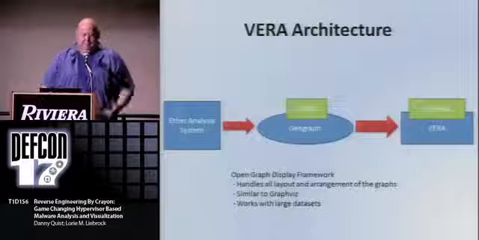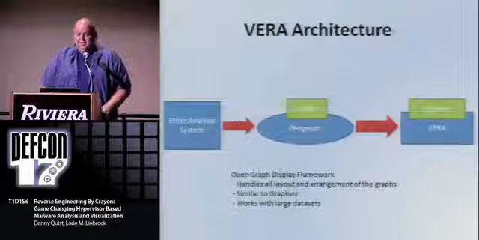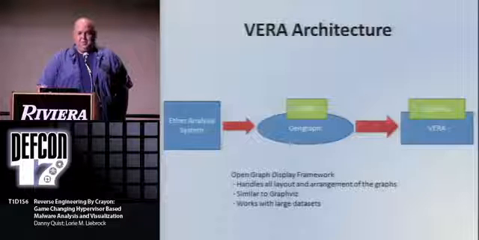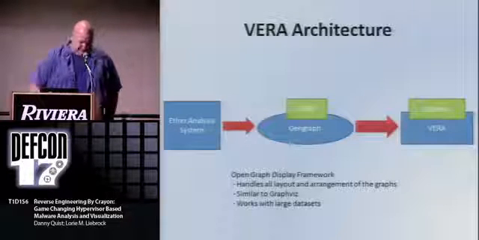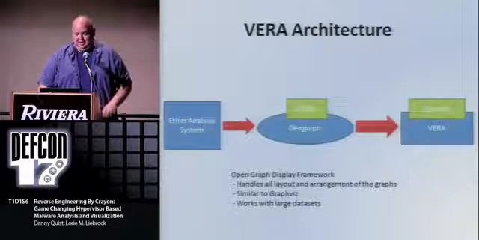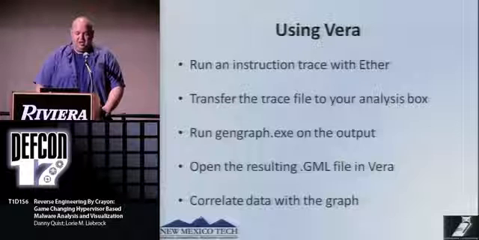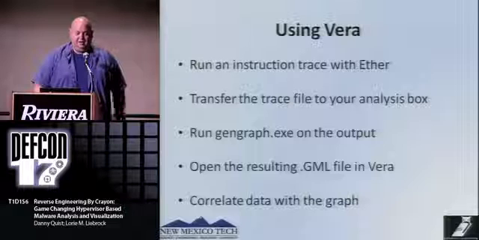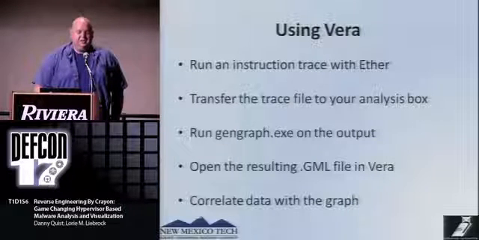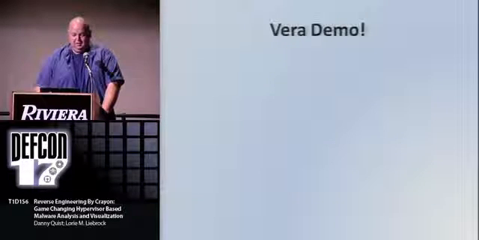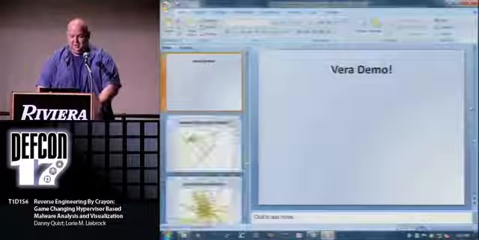But that's okay. Finally, we get to Vera, and Vera is the OpenGL component to this program. What Vera is going to do is actually display this and allow you to start analyzing it. Okay, so the basic steps are to run an instruction trace with Ether, transfer that trace file to the analysis box, then run gengraph on that output, and then those resulting GML files, or graph modeling language files, are going to be opened inside of Vera, and then you can use that to actually correlate instructions. Okay, so let's go ahead and do a demo.